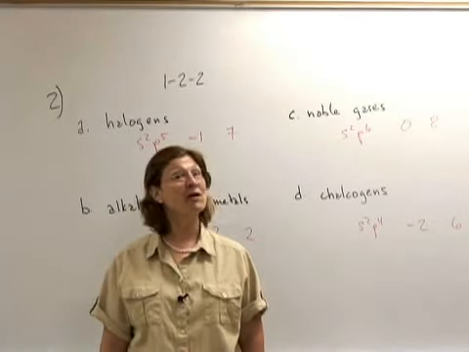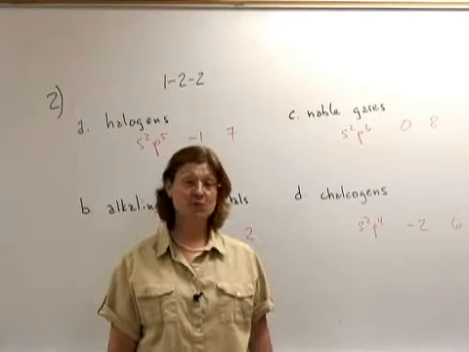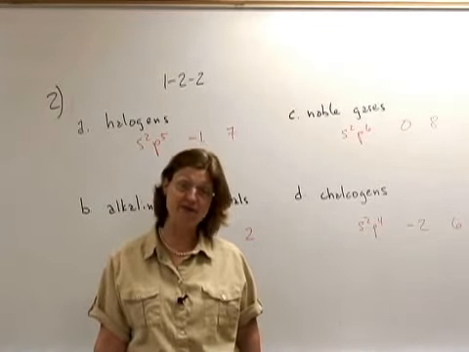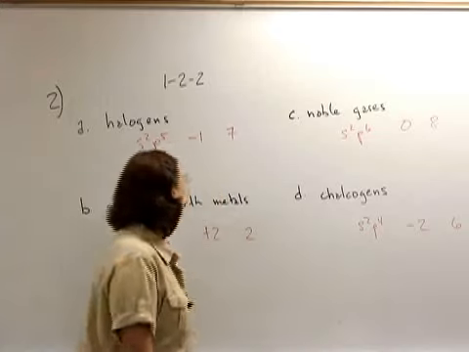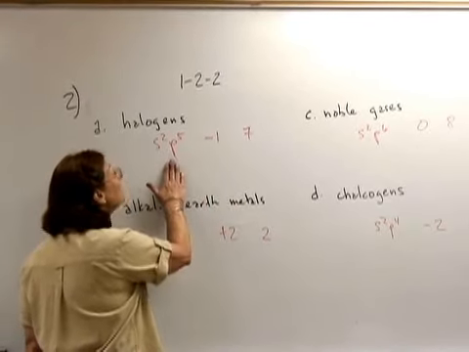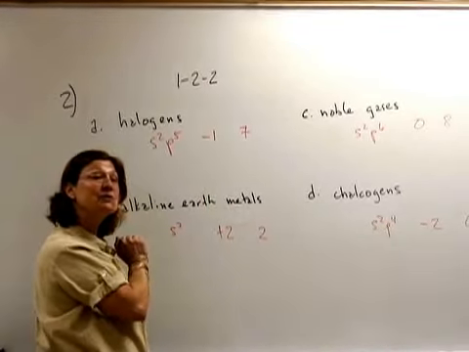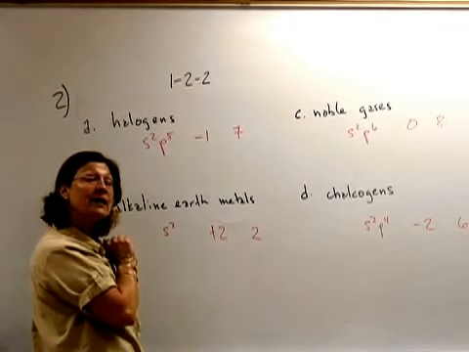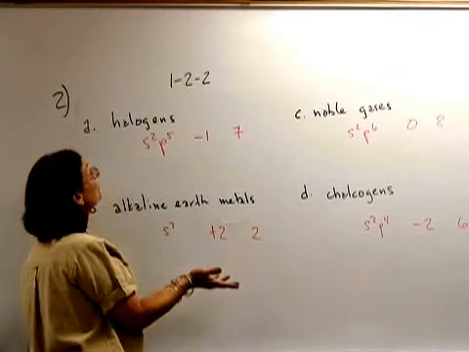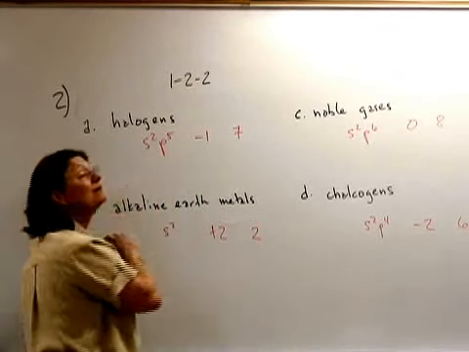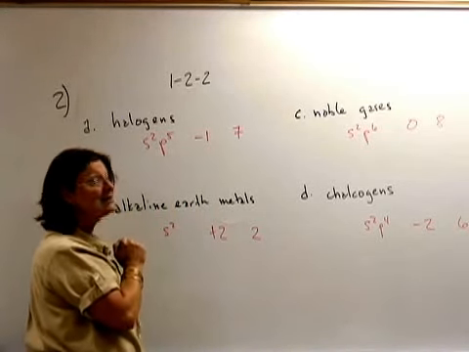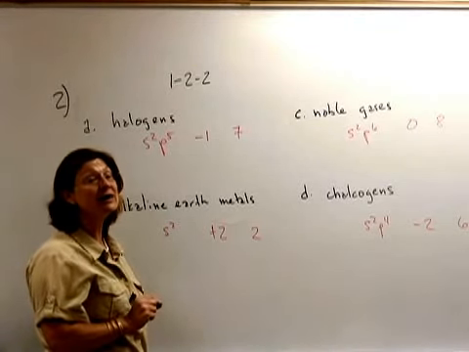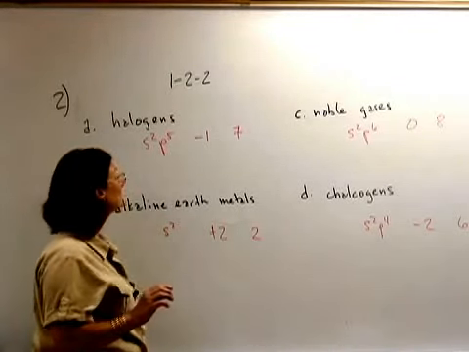In number 2, we are asked 3 different questions. We're asked for the ending electron configuration, the oxidation number, and the number of valence electrons. For the halogens, my ending electron configuration is S2P5. The oxidation number is -1, and it has 7 valence electrons. 2 plus 5 gives me 7. And the valence electrons are always only the S and the P electrons, nothing else.